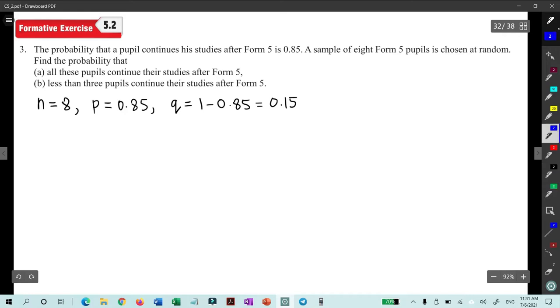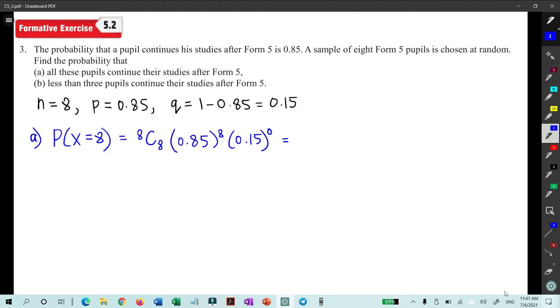Okay, and let's start with section A. All these people continue their studies after Form 5. So we're going to find P(X = 8). So 8C8 multiplied with 0.85 to the power 8, 0.15, 8 minus 8 is actually 0.